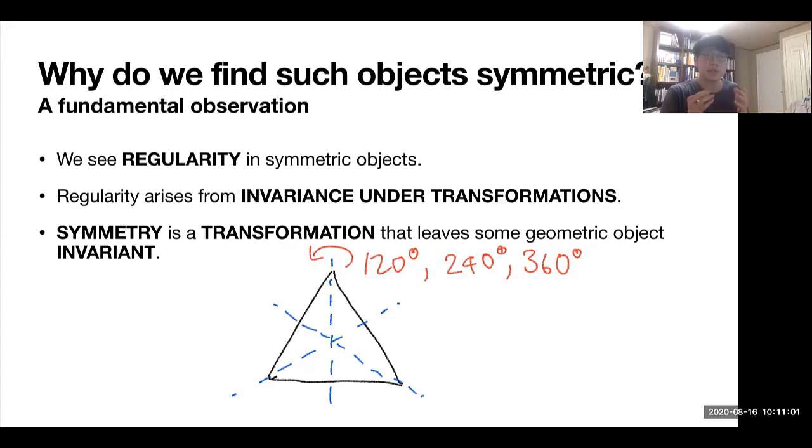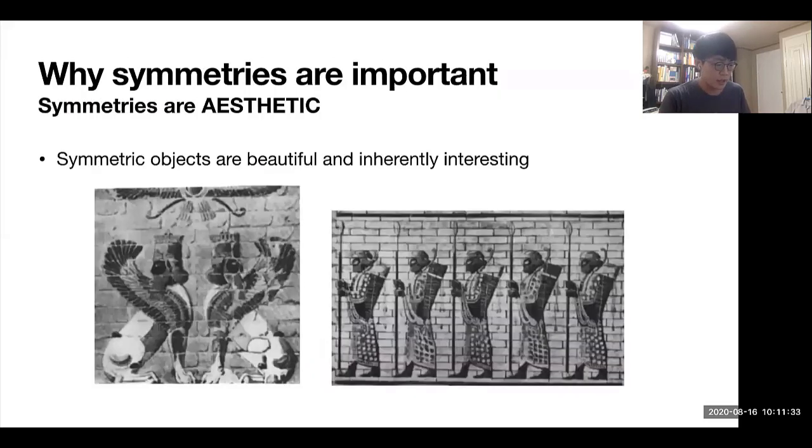And the mathematical definition of symmetry is a transformation that leaves some sort of geometric object invariant under some structure that you're giving it. Okay, so that's the main point that I want you to remember from this talk: symmetry is really these transformations. Okay, so why should we care about symmetries? That's the next natural question that you might want to ask.